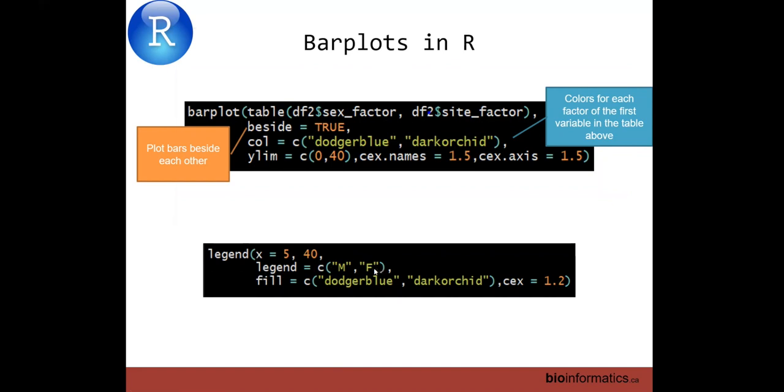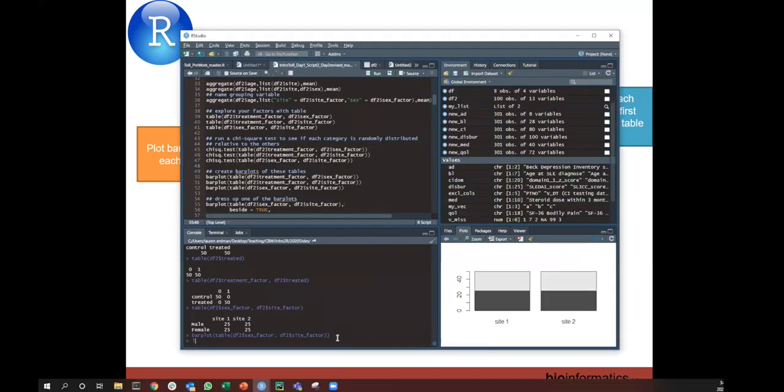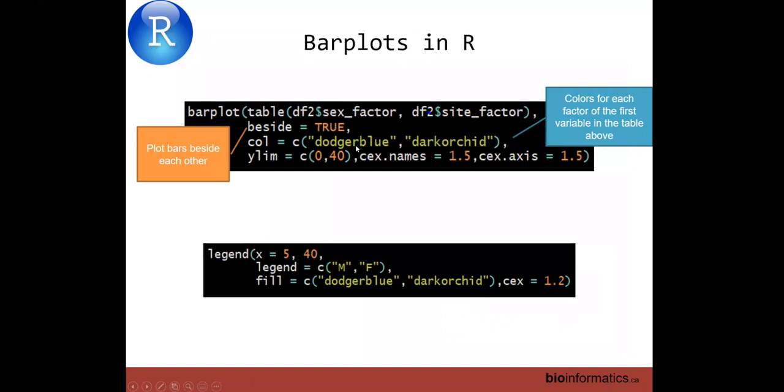If you're not sure about your levels, let's actually check levels DF2 sex factor. It will tell you the levels that you've put them in, the order that you've put them in, with the labels on there. So if we're not sure, we can check it using the levels function on our factor variable here, okay? So males first, females second here. So blue is for males, dark orchid is for females.